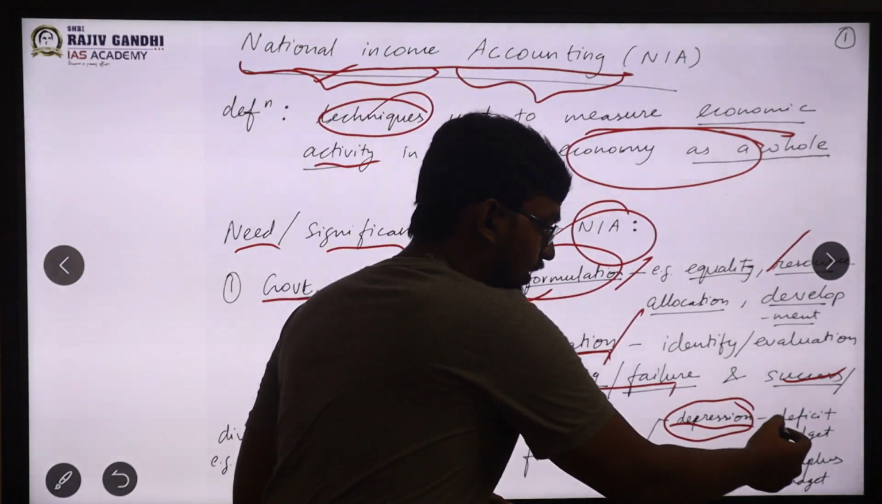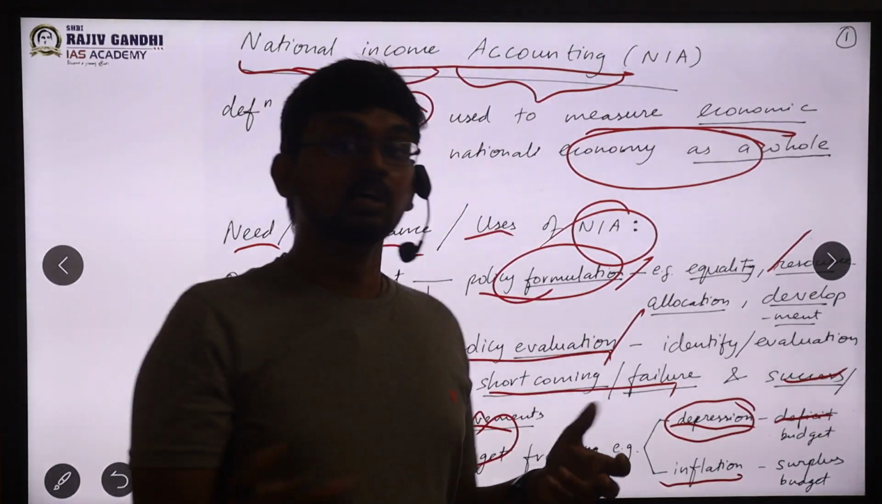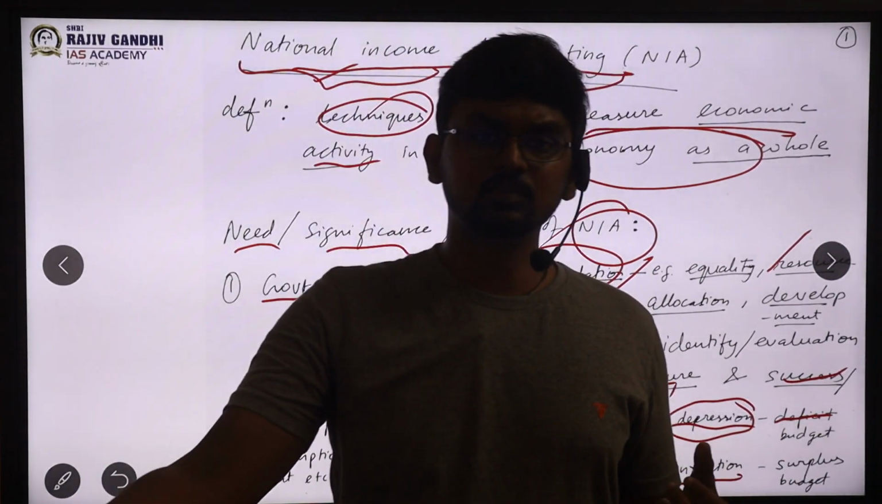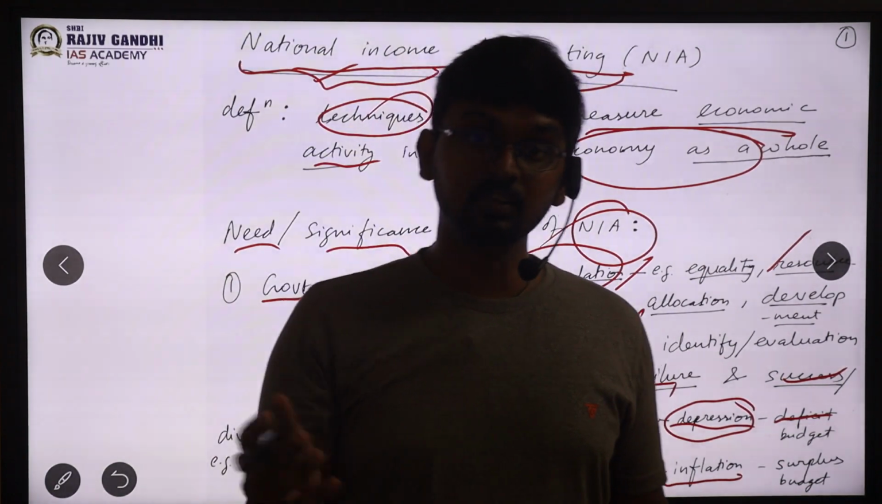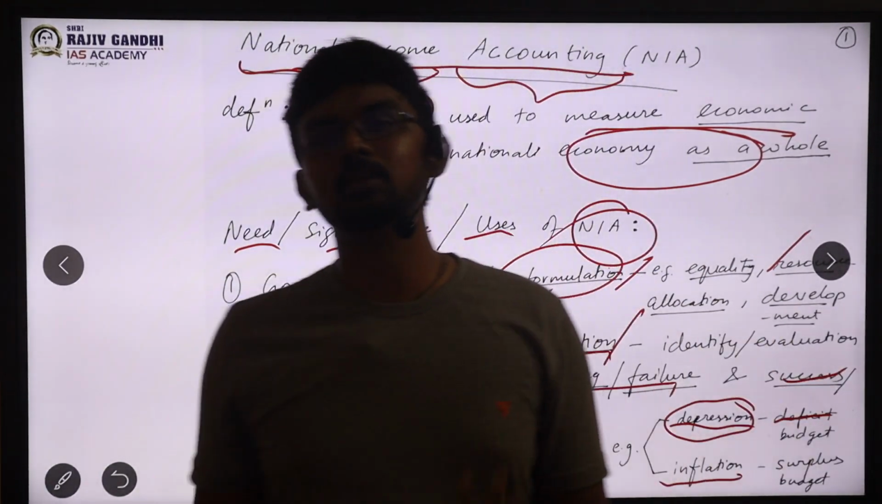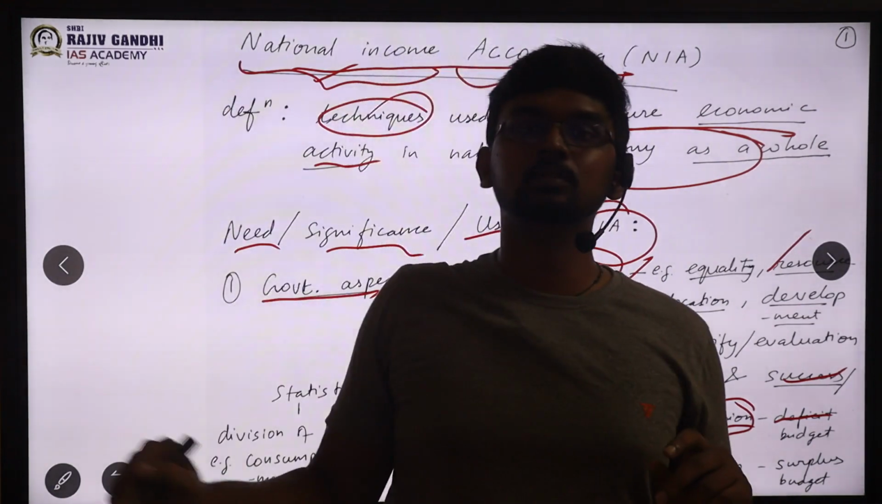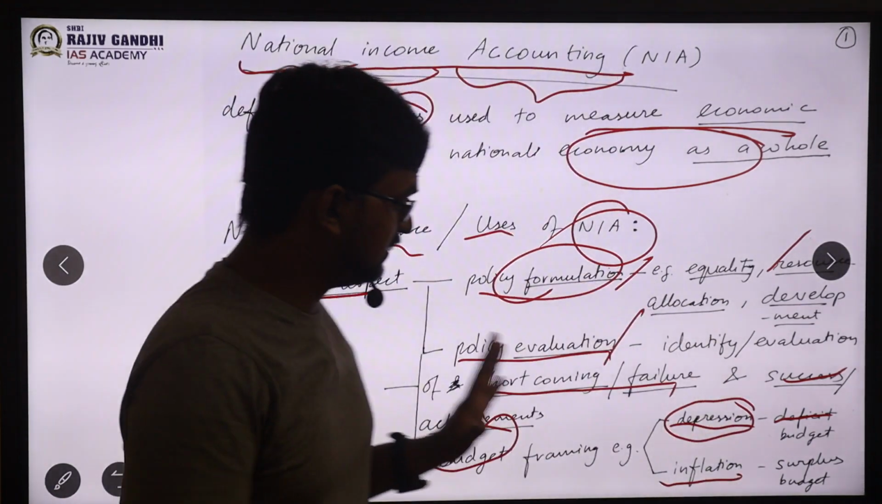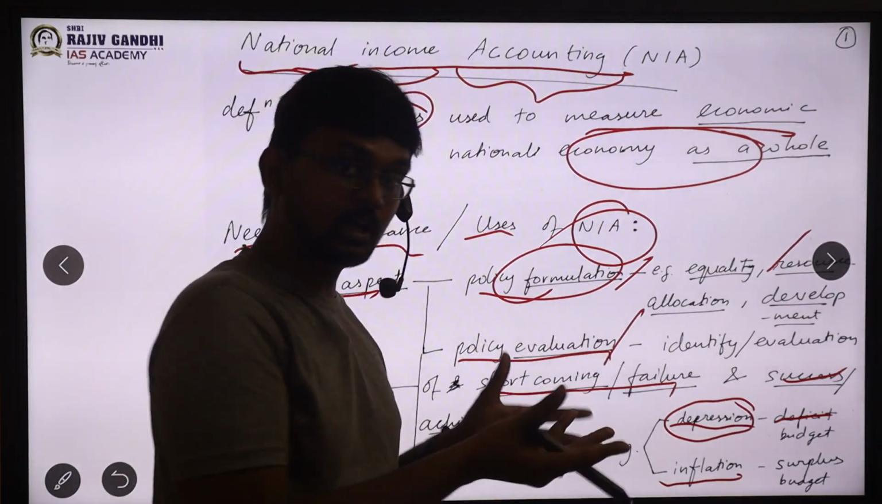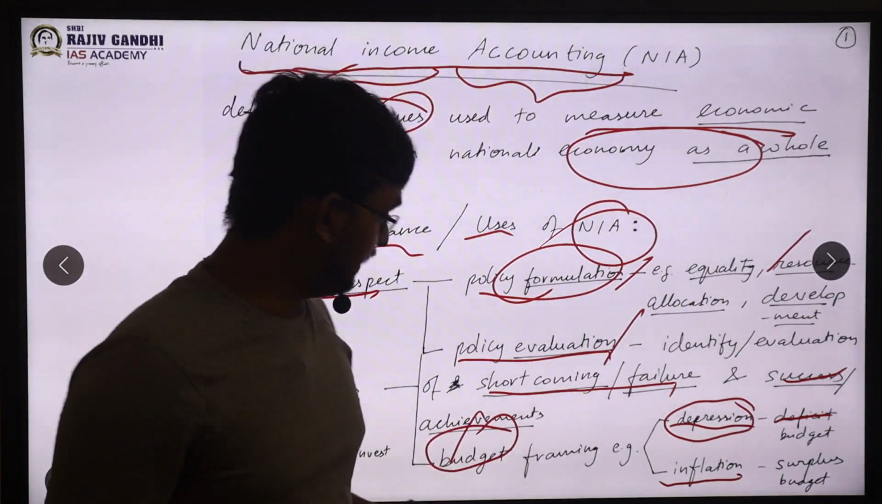So when there's a depression, the government will go for deficit. Deficit means they will spend more than what they have. They will not only spend all the money, they will borrow money and spend it, because the point is to spend, increase the demand and have growth. So that is the depression policy. I'm just saying how national income accounting is coming into budget framing.